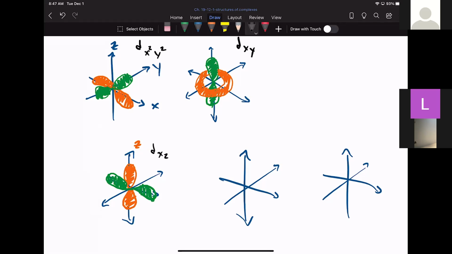I think I labeled one of these wrong. The dz squared. Nope, z squared. There we go. This is the dz squared. Mislabeled that one.